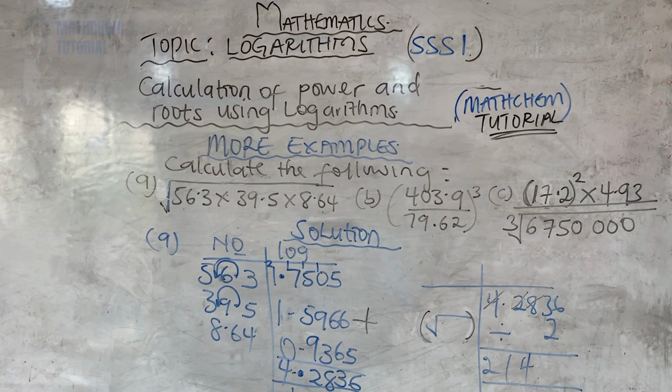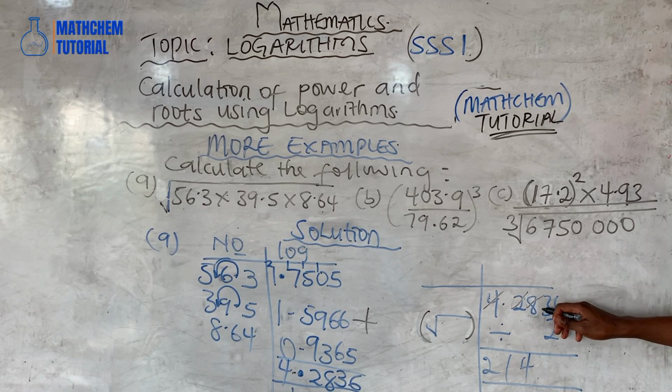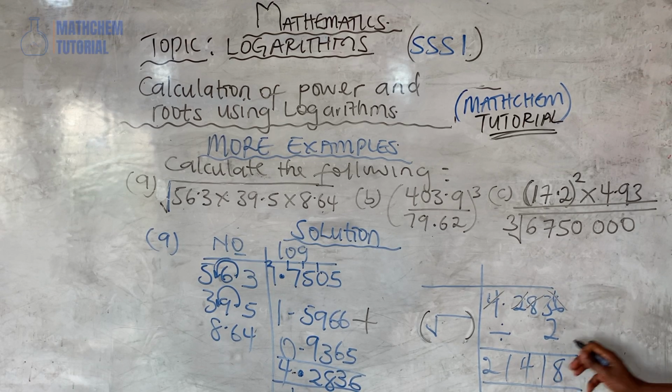Then we have 2 in 3. Now let's look at this very well. 2 in this 3 is 1, remainder 1. So I'll write the 1 here and put my remainder here. Then 2 in this 16 that we have here is 8. So I will write my 8 here.